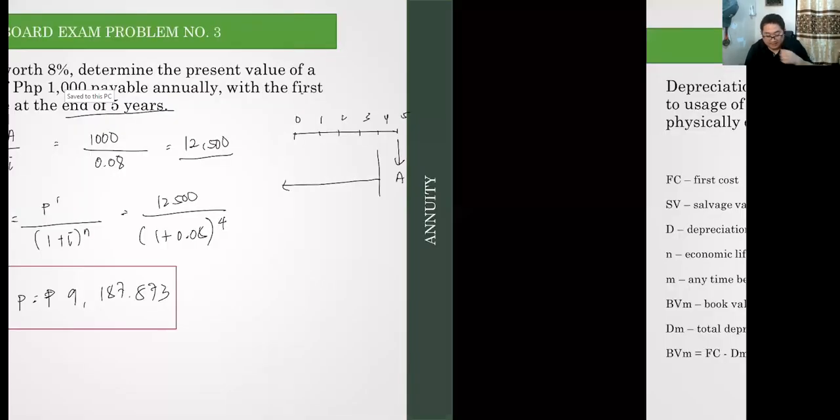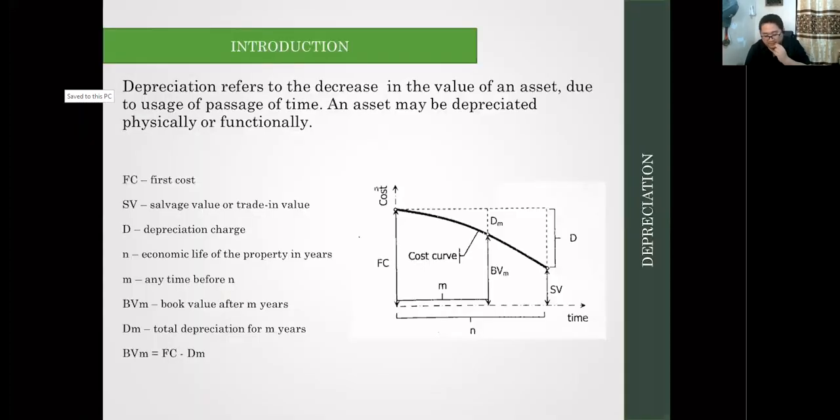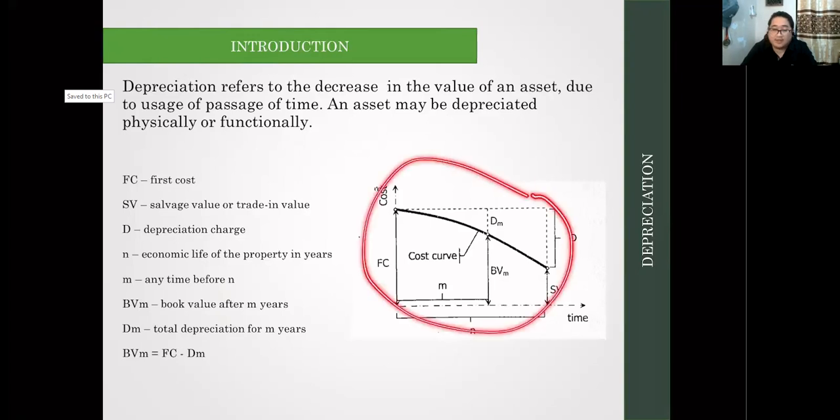Next, we have depreciation. So depreciation refers to the decrease in value of an asset due to the usage or passage of time. So an asset may be depreciated physically or functionally. So makita niyo yung graph dito on the right side. Ito yung graph natin for physical property depreciation. So first cost, yung FC natin nandun. Then we have yung salvage value.